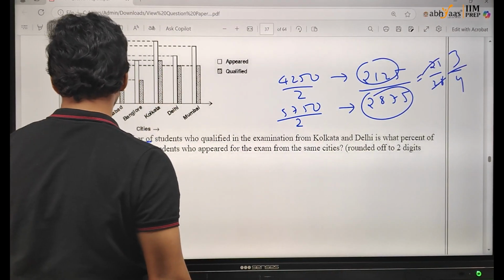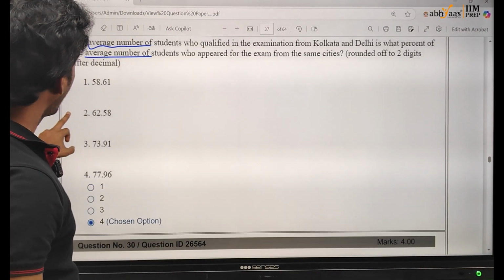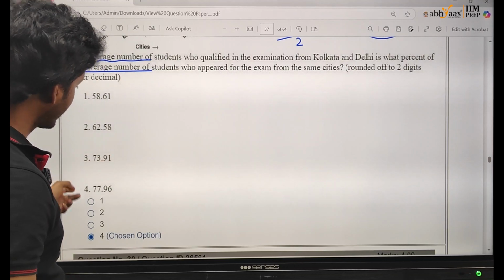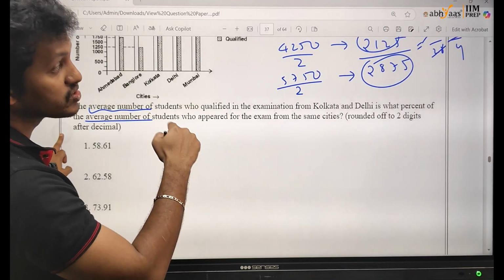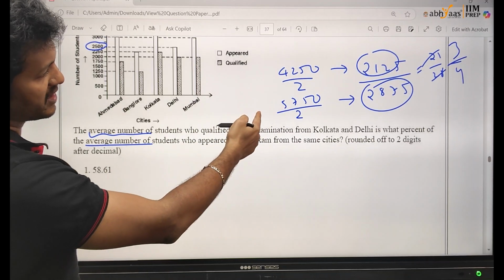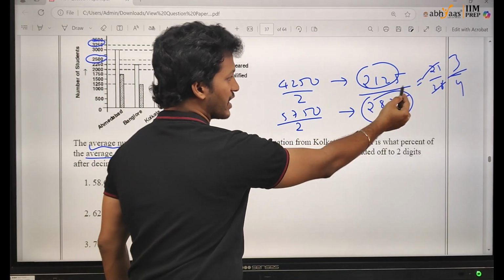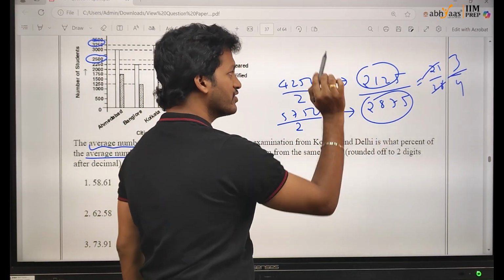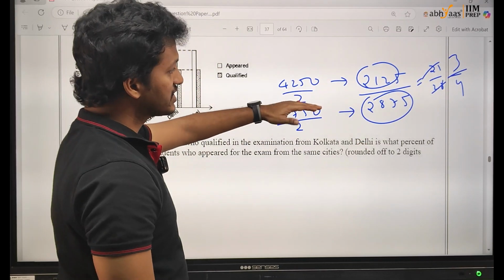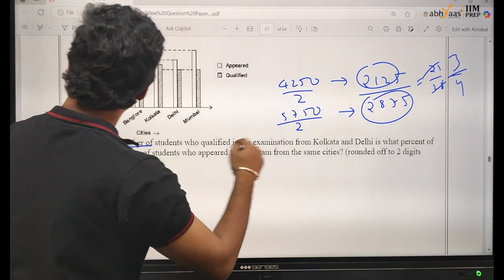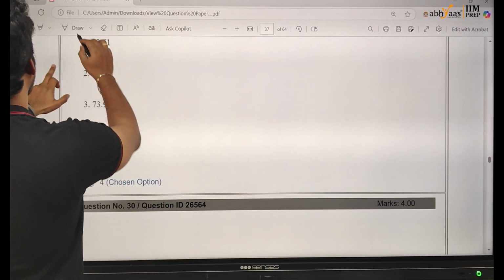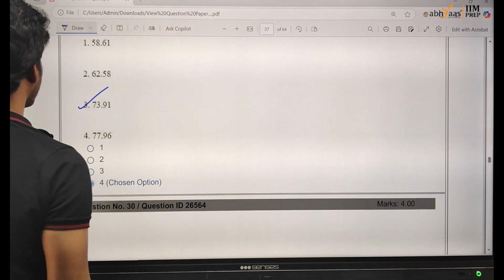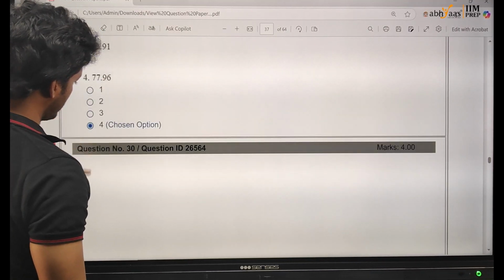In the given options, the nearest to 75 percentage are two options, 73.91 and 77.96. You have to check whether my fraction is going more than 75. No, not at all, because 2125 and 2875 is not exactly 21 and 28, and it is less than 28 only. So it will be less than 75 percentage. So the option will be 73.91. That is the right answer.